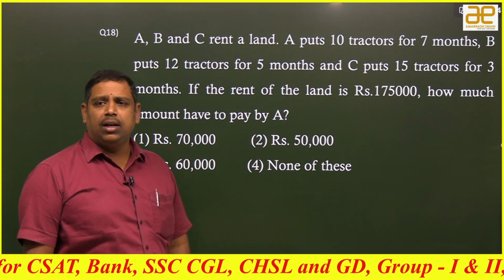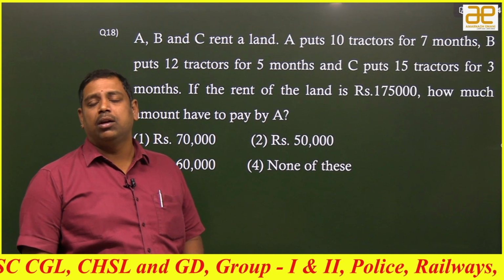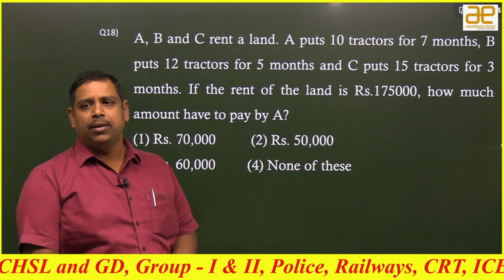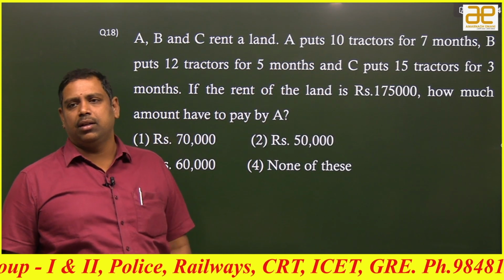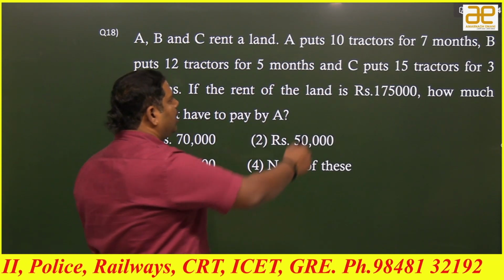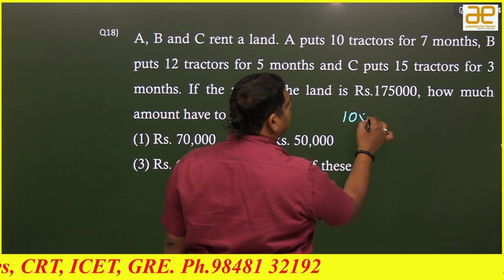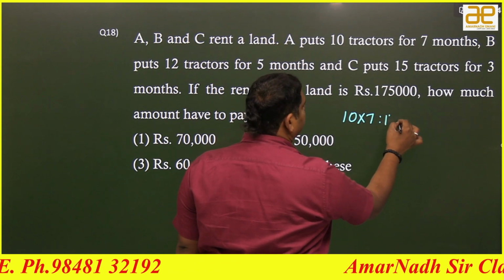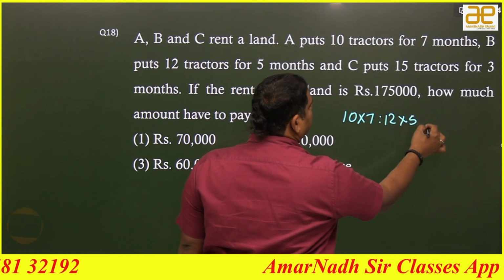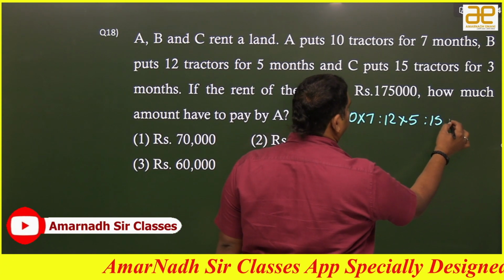If you observe the question, as we discussed with partnership, we can work out the problems on rent also, right? So here, we distribute in the ratio of number of tractors into time period. So, 10 tractors into 7 months, this is for A, and coming to B, 12 tractors for 5 months, 12 into 5. And coming to C, it is 15 tractors for 3 months, 15 into 3.